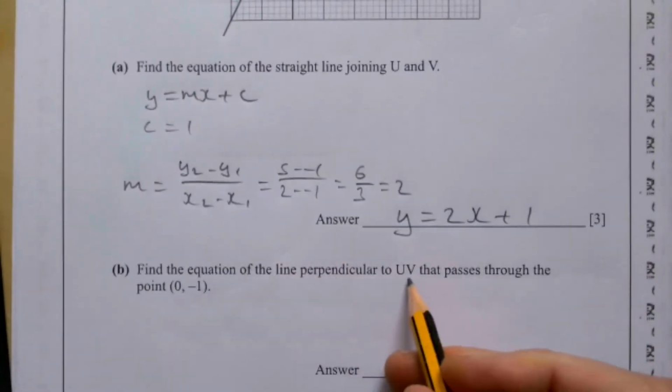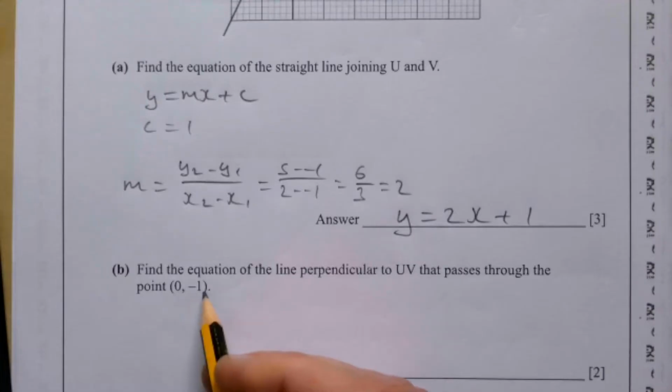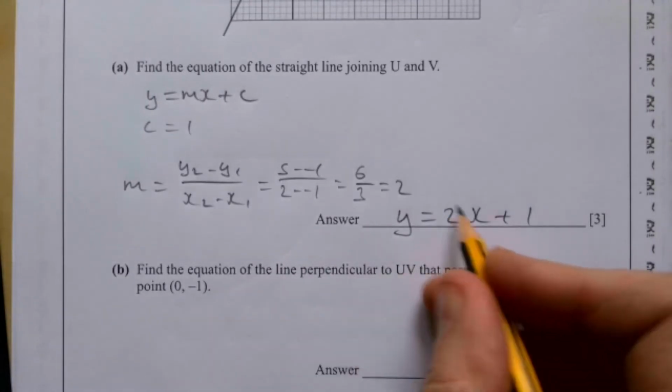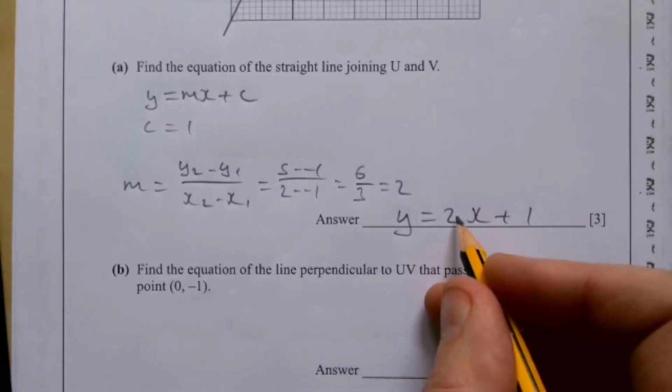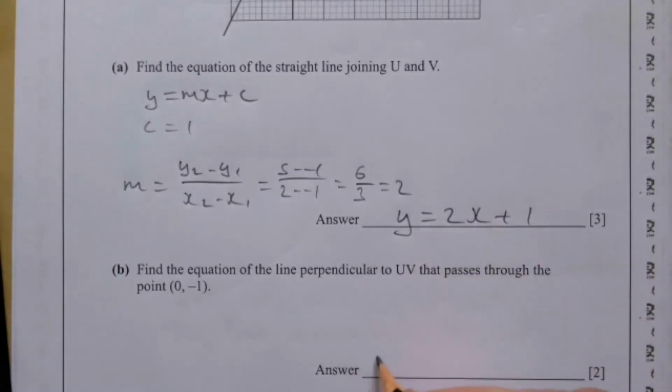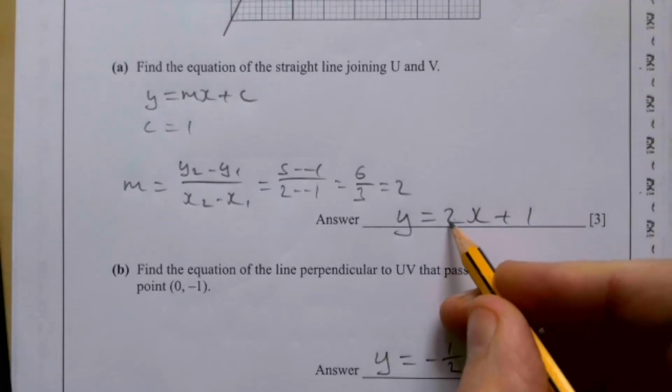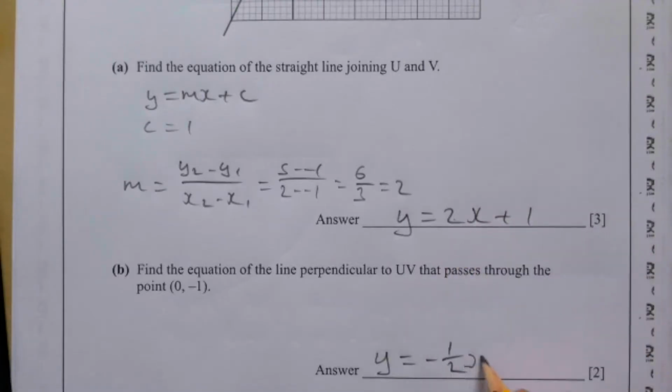Find the equation of a line perpendicular to UV that passes through the point 0, minus 1. If it's perpendicular, then the gradient is going to be the negative reciprocal. So the reciprocal of 2 is 1 over 2, and the negative reciprocal then is minus a half. So it's minus a half x, and then my y-intercept, it crosses at 0, minus 1, so that is my y-intercept. So in that case then, it's going to be minus 1.